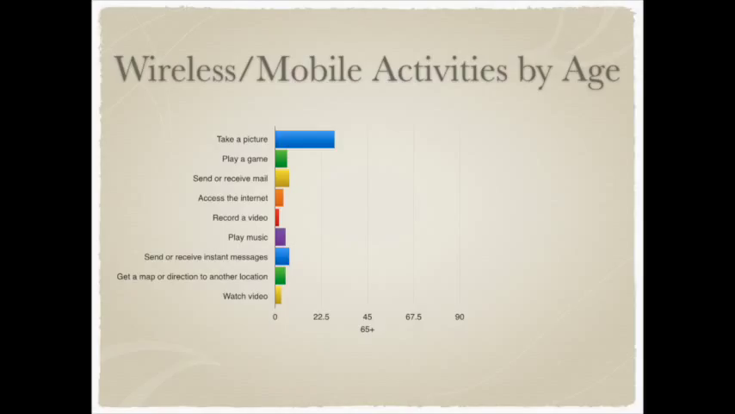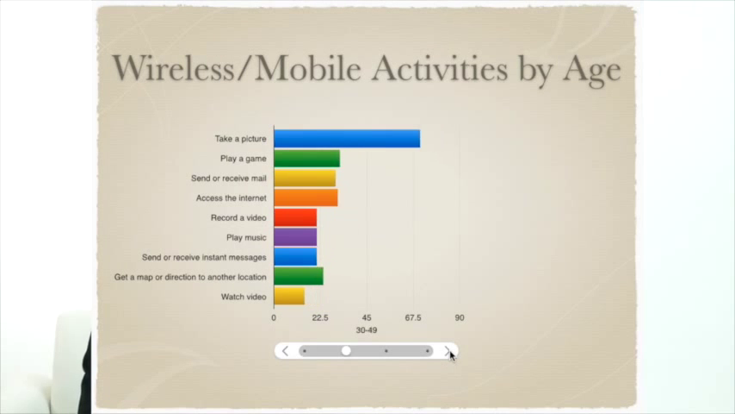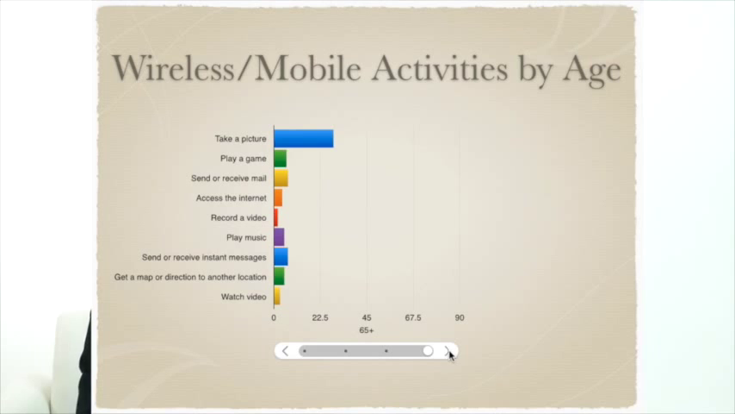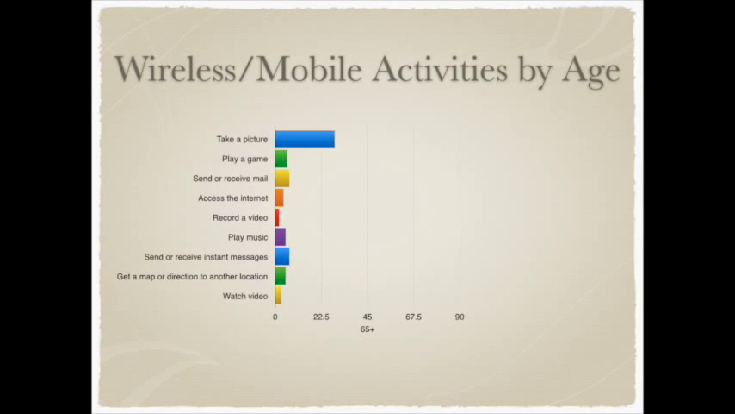If you take a look at the activity that people do, when the age is 18 to 29, a lot of people use activities like taking a picture, playing a game the most, and playing music. While if you move to 30 to 49, the activity reduces and will shrink down until the age of 65.